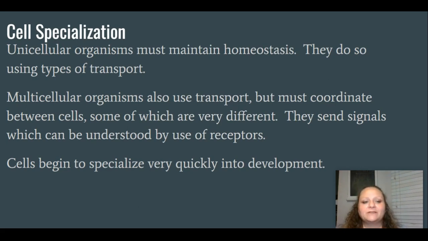Okay, cell specialization. Unicellular organisms have to maintain homeostasis, right? And they're going to do this using all sorts of types of transport, right? So they maintain homeostasis. They're really not super specialized. Multicellular organisms, on the other hand, also use transport, but they're much more specialized in their cells. Because we have so many different types of cells, our cells actually have to send signals to each other. They have to coordinate. That way everything can sort of happen like it's supposed to.